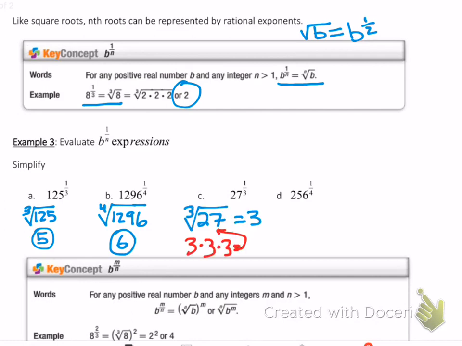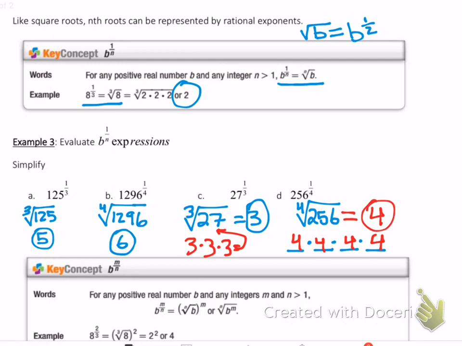It turns out that 27 raised to the 1/3 power is the same thing as the cube root of 27. And again, what number multiplied by itself 3 times is 27? That number turns out to be 3. Same thing for 256 raised to the 1/4 power. That is the same thing as the 4th root of 256. So what number multiplied by itself 4 times is equal to 256? That turns out to be the number 4. So 4 times 4 times 4 times 4. So the 4th root of 256 is 4.